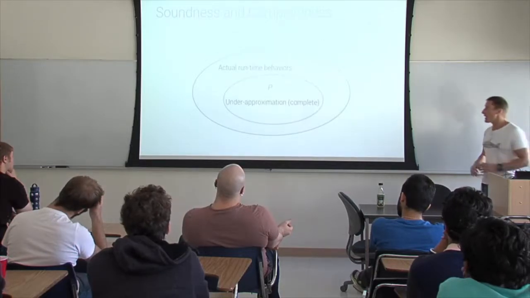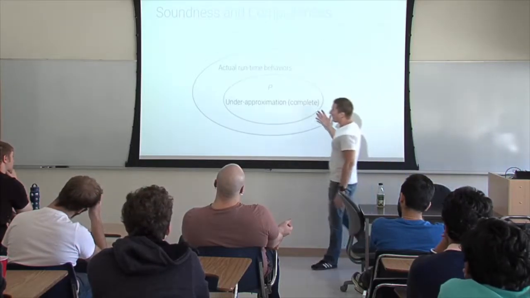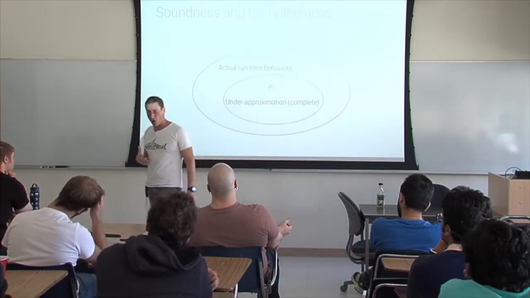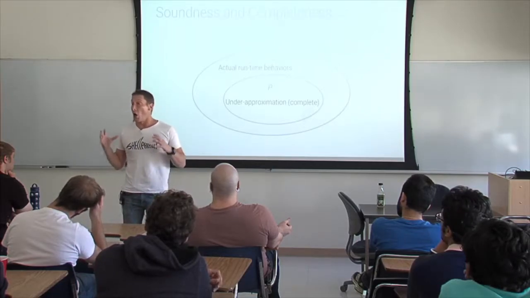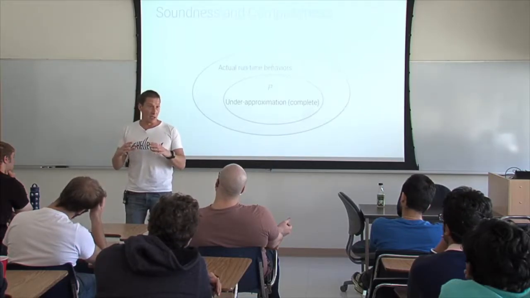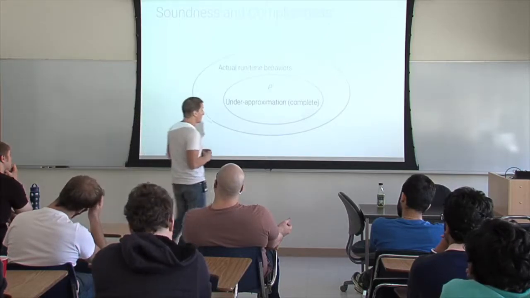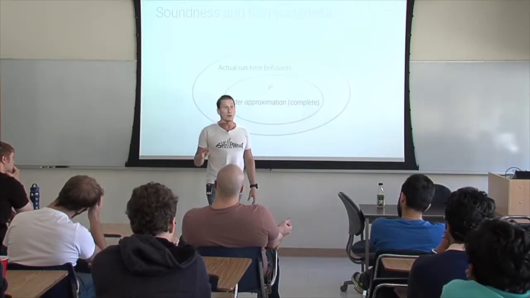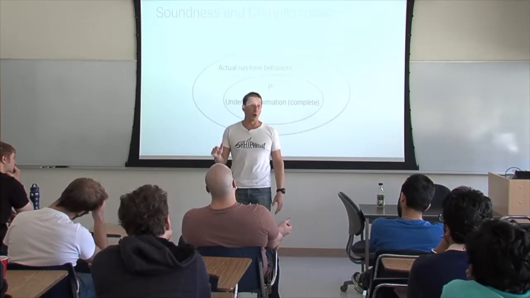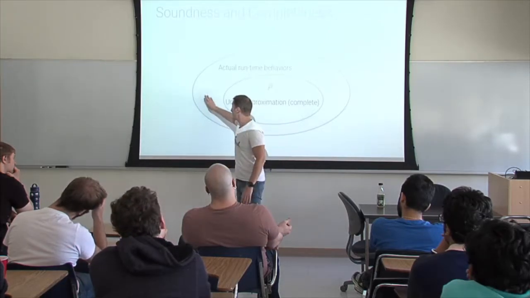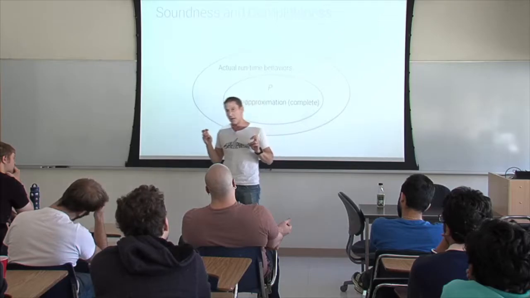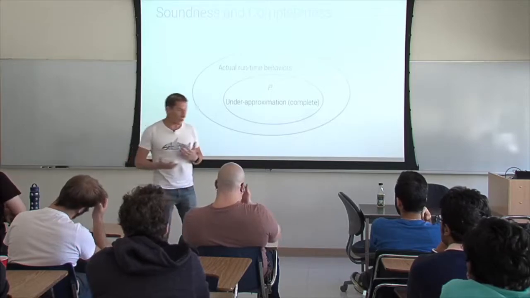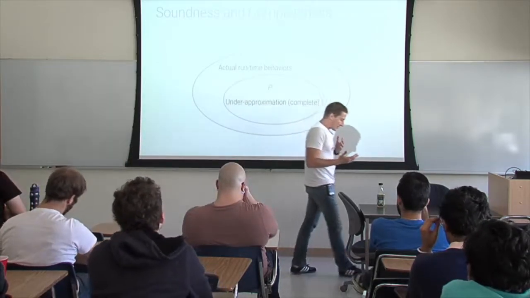And then you can have completeness. An analysis is complete when it under-approximates the behavior of a program, so that all the behaviors are contained within the behavior of the program. So completeness is cool because if you find a problem, you know there is a problem. But you can never know if you found all the problems, because there could be a problem here that your complete yet unsound analysis wasn't able to discover.